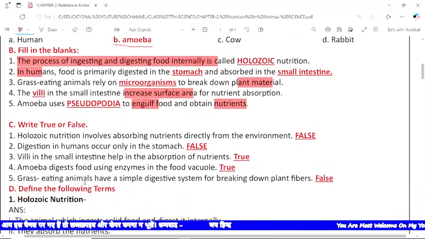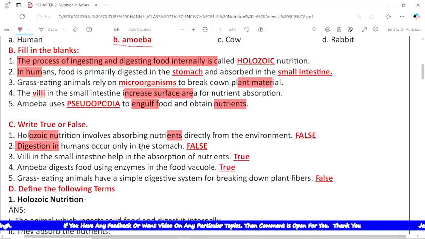Then the next question: the true and false based questions are here. The first is: holozoic nutrition involves absorbing nutrients directly from the environment. That is false. It is not like that. The next is: digestion in humans occurs only in the stomach. No, that is false. It starts from our mouth. And the next is: villi in the small intestine help the absorption of nutrients. Yes, that is true. These statements are true.